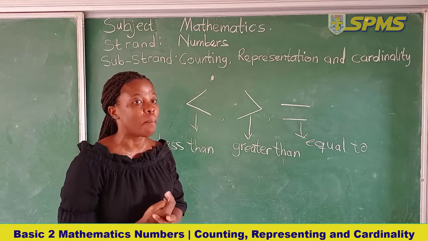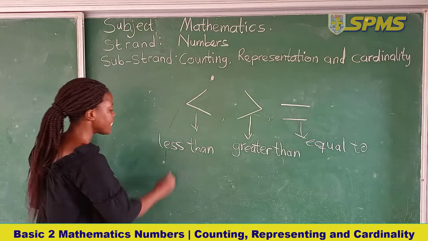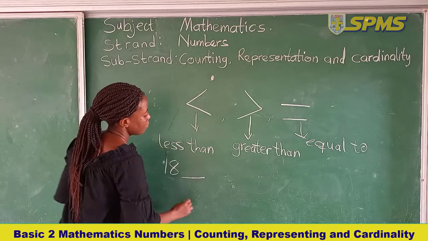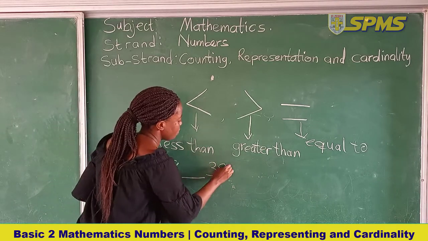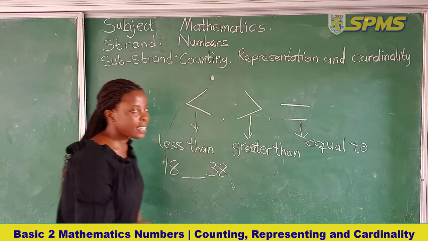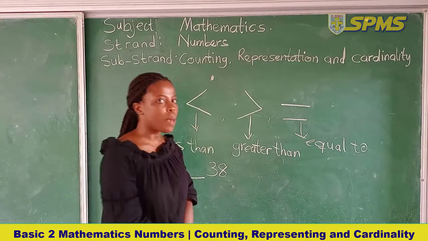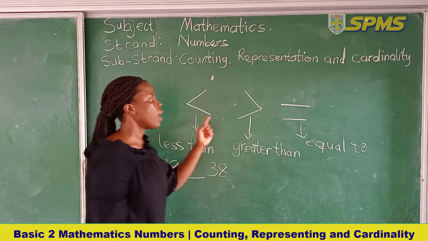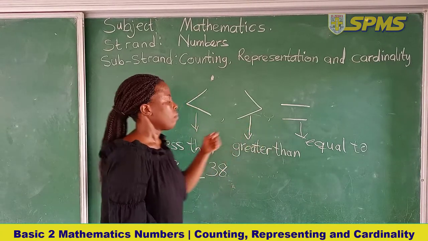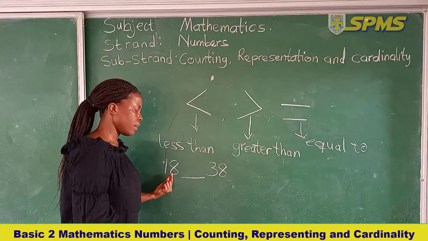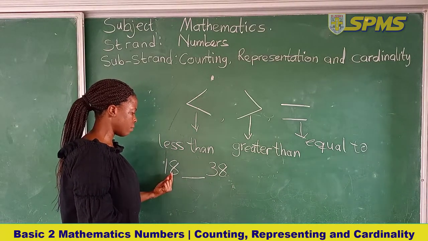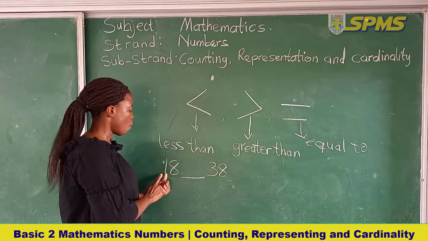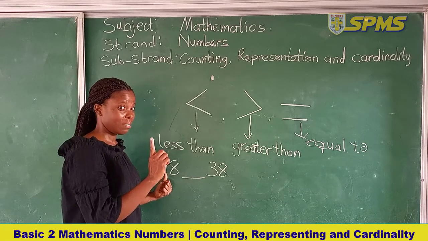Give me examples of numbers. Okay, let's have 18. 18 and what? And 38. 18 and 38. Let's compare these numbers using comparative language. Okay, 18. What is the place value of 18? We have tens and ones. How many tens? 1 ten.